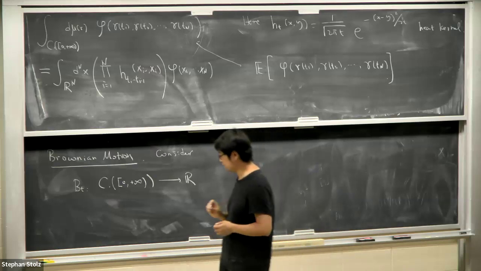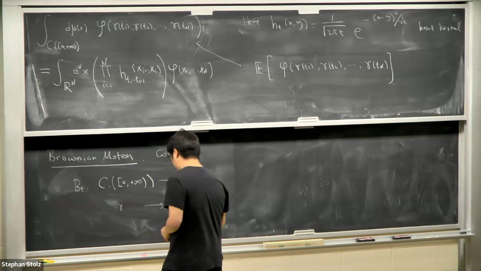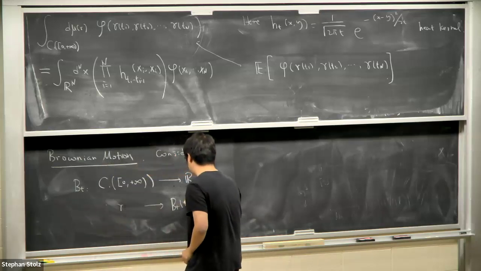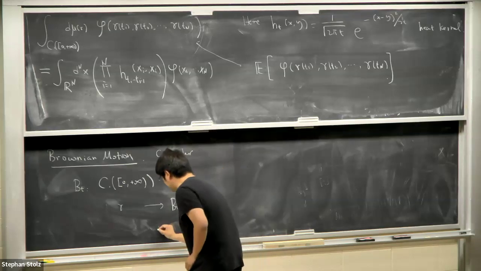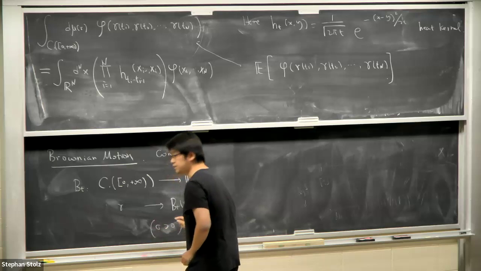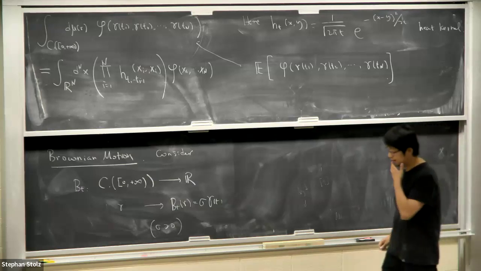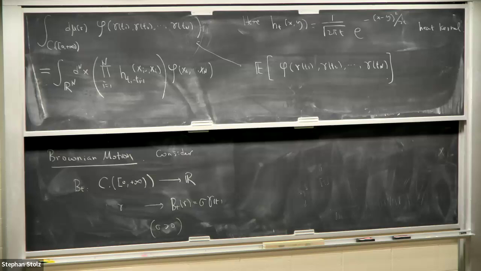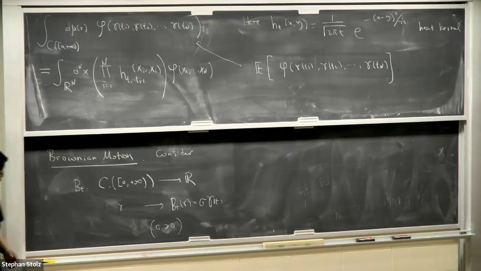By sending, for example, this gamma to B_t of gamma equals sigma gamma t. So sigma is some positive number. I will try to explain this factor later. This is going to be playing a very important role. So this is a measurable function on this probability space. It is a particular random variable having the following property.